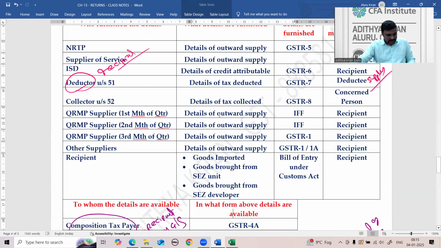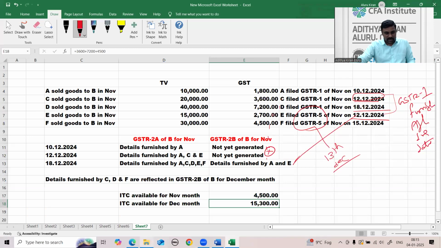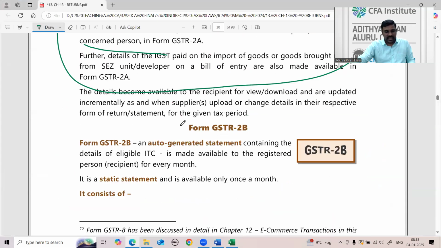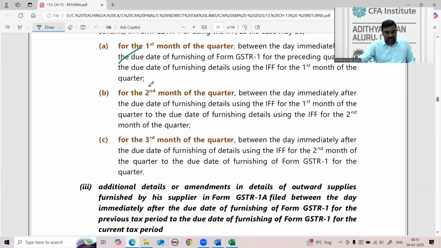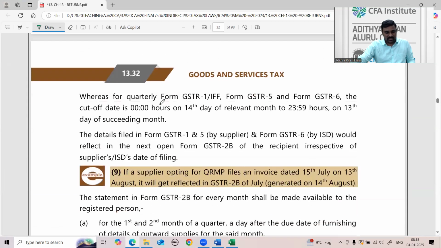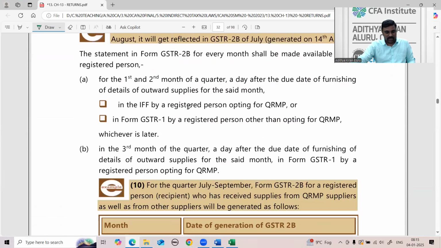I hope you understand all these formats: which format, who is furnishing what details, how those are available to the recipient, when the details are furnished, and when that will be available in GSTR 2B.